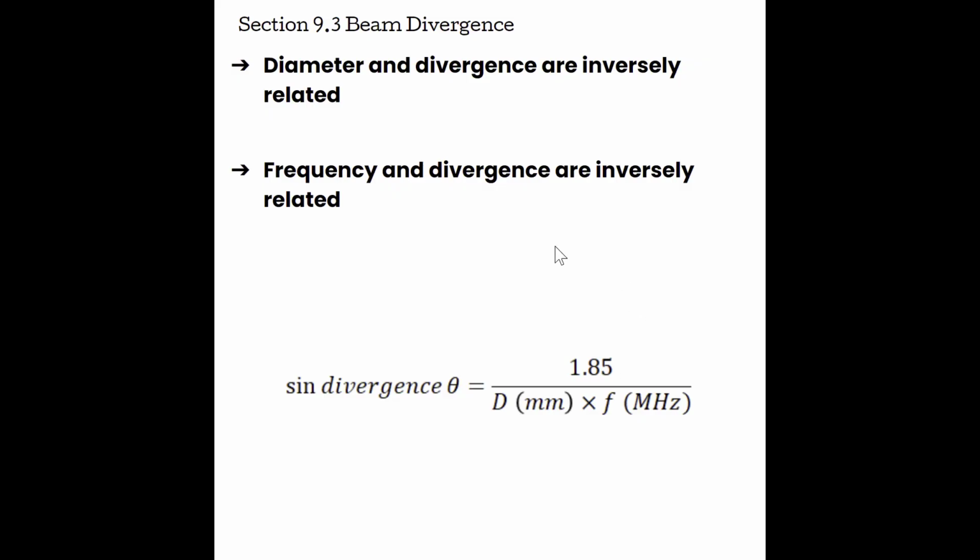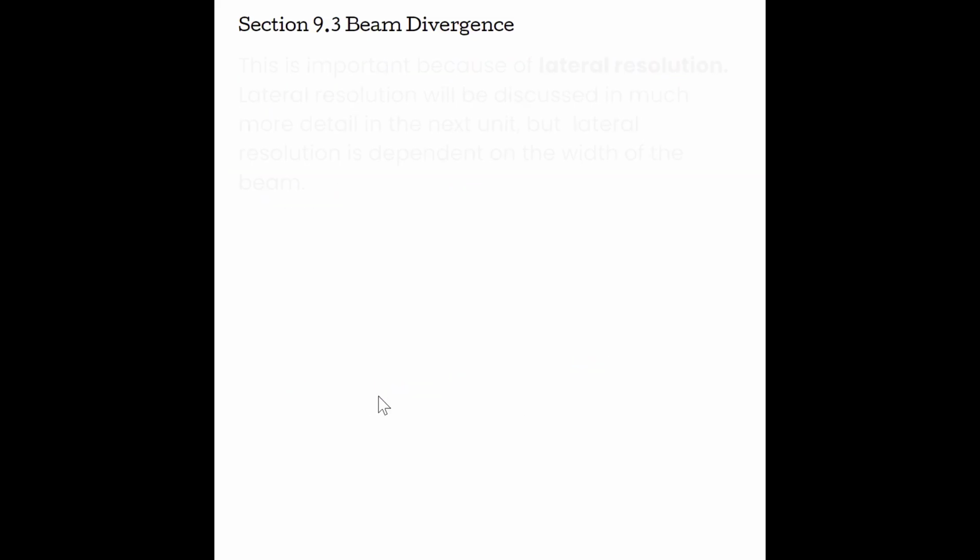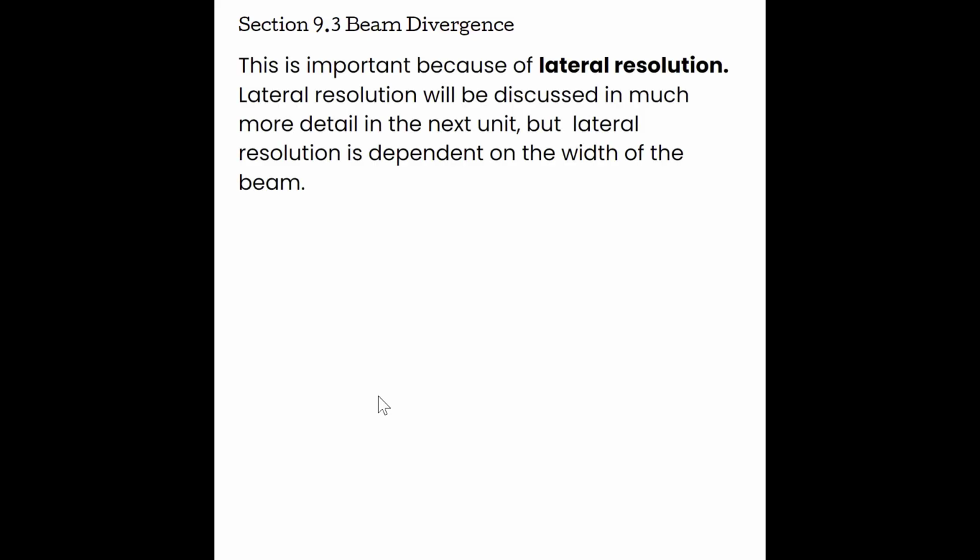The idea of beam divergence, though, is super important for the sonographer, and that's because if we choose lower frequency transducers, that's going to cause our beam to widen more in that far field. And when we have a wider far field, we are affecting our lateral resolution. The beam width is going to have a direct relationship to the lateral resolution of the image. Now we're going to talk about lateral resolution in quite a bit more detail in the next unit.